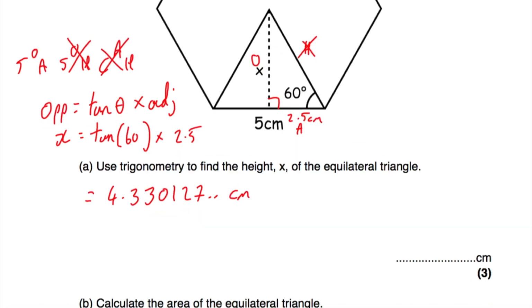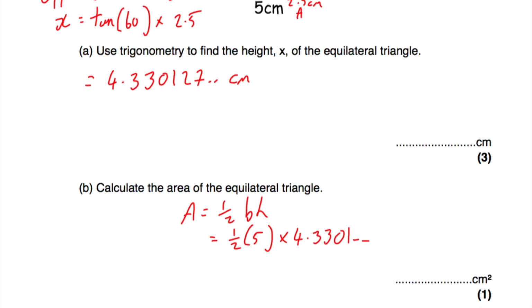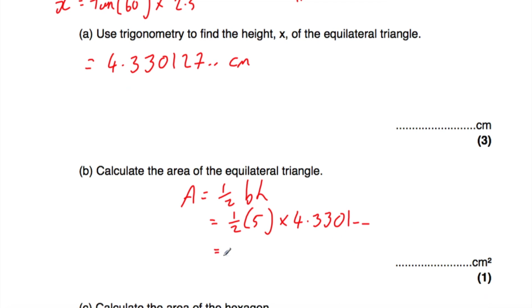So let's write that down: the area is equal to half the base multiplied by the height. The base is 5, so we're going to do half of 5, and multiply that by the height of the triangle, which was 4.3301 and so on centimeters. Now that's on my calculator display, so I'm not going to round it. I'm now just going to type in 0.5 multiplied by 5 multiplied by answer, and that's equal to 10.825 and so on centimeters squared. So I'll write our answers in: 4.33 to 2 decimal places, and 10.825 centimeters squared to 3 decimal places.